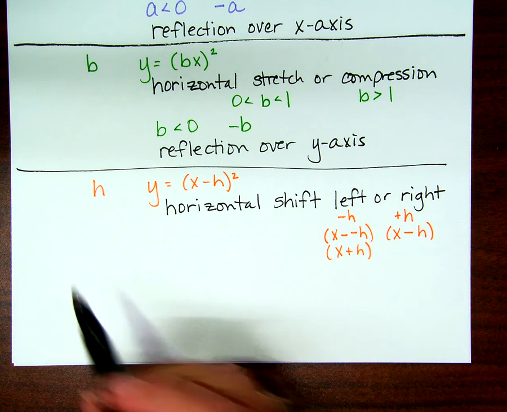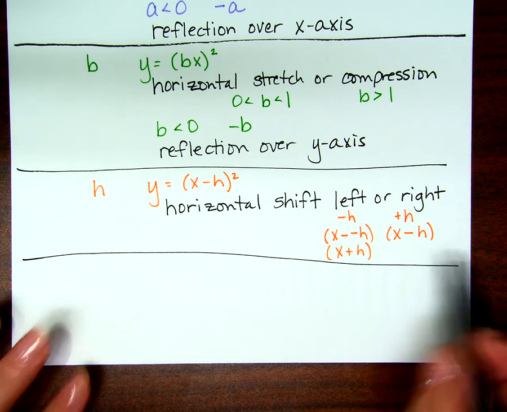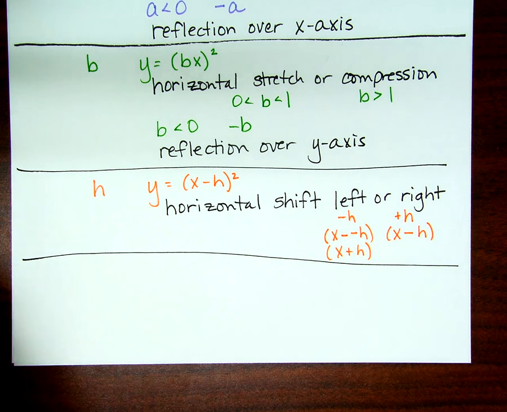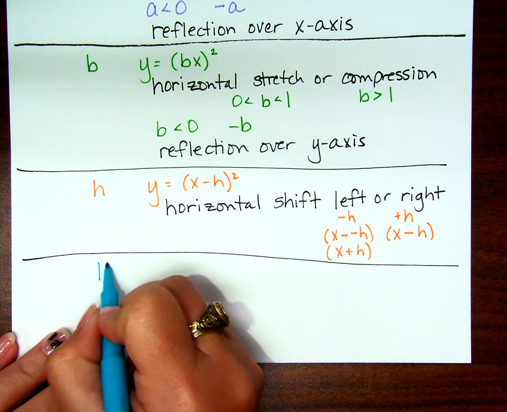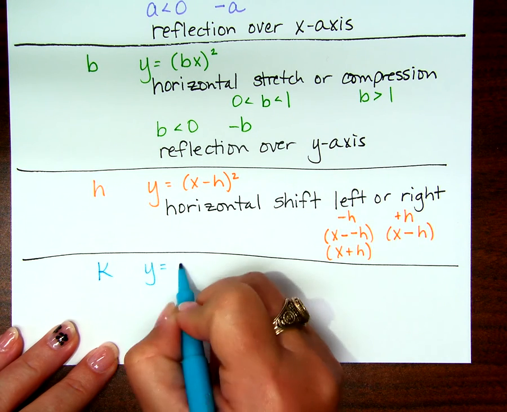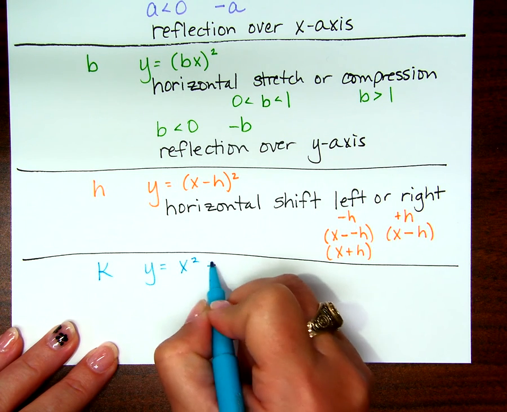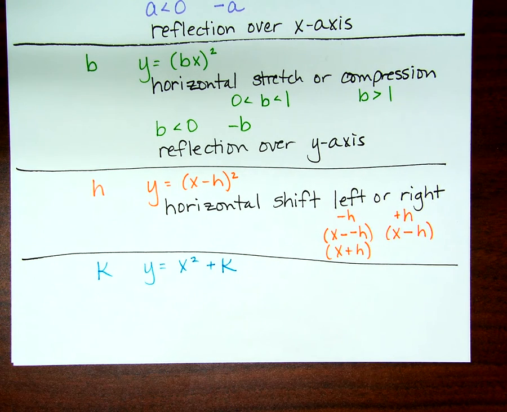So what's left? Tell me about K. Where is it in relation to the function? Outside, so what kind of change is going to happen? A vertical change. What direction is vertical?